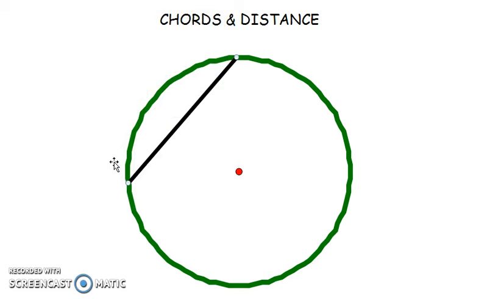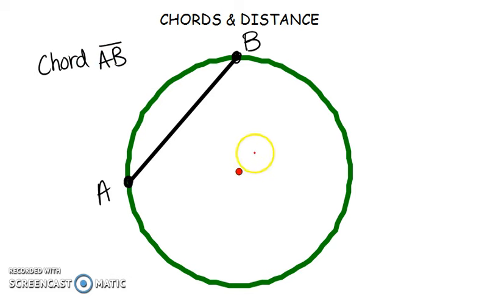So recall that a chord is just a line segment that extends from one point on the circle to another point on the circle. So I'm going to call this chord AB, line segment AB, and I'm going to name the whole circle by the center. I'm going to call that center C, and the way we name circles is we can call it circle C, or you would do the circle symbol C.